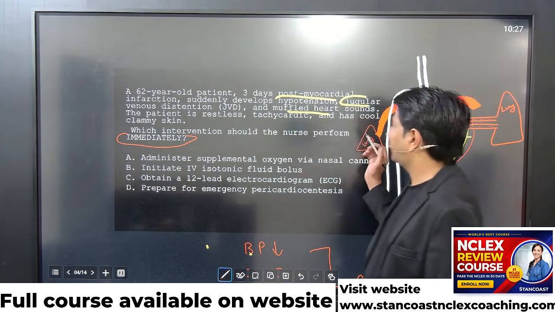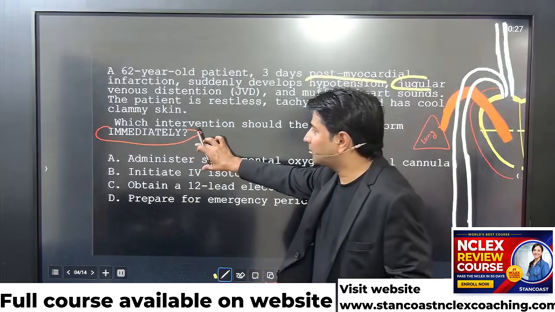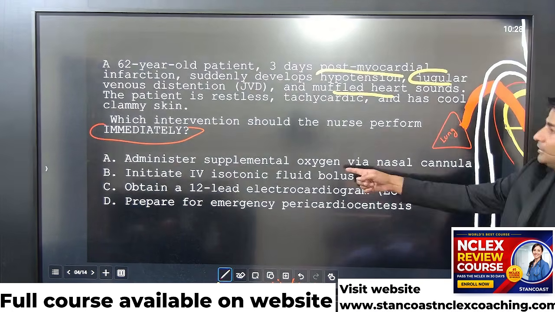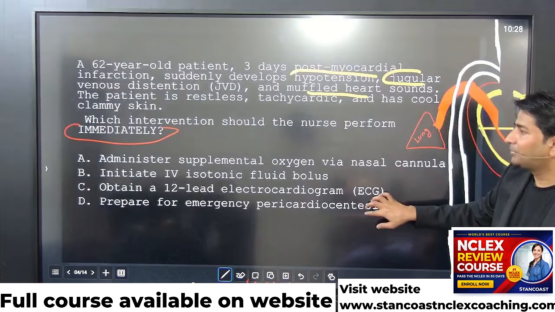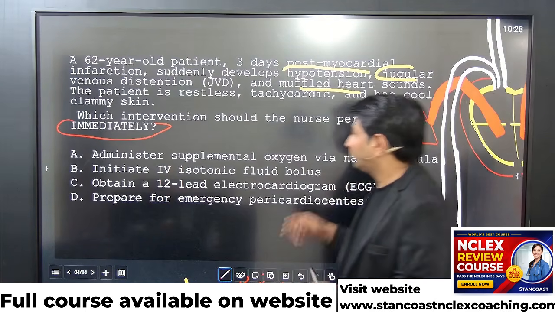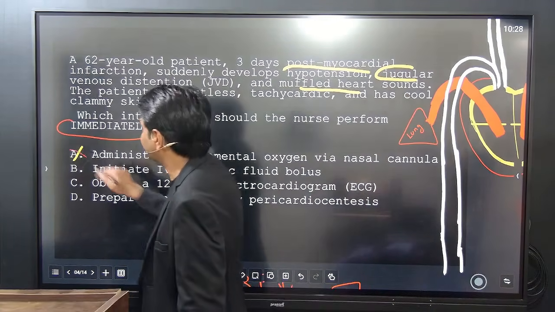So if it's a myocardial infarction, we've learned that we need to provide oxygen, so as soon as they see oxygen as an option, they immediately select it as the correct answer. But in this case, that's not what you should do. So we won't give oxygen via nasal cannula here.